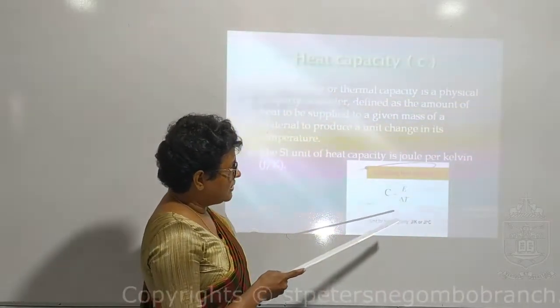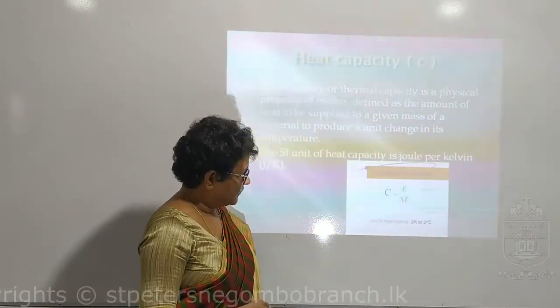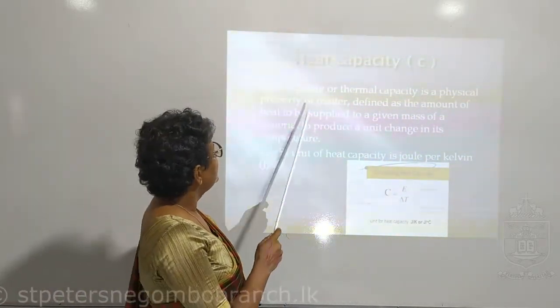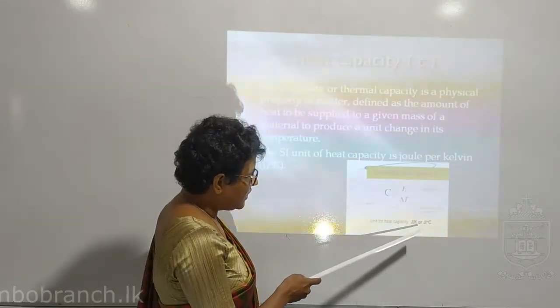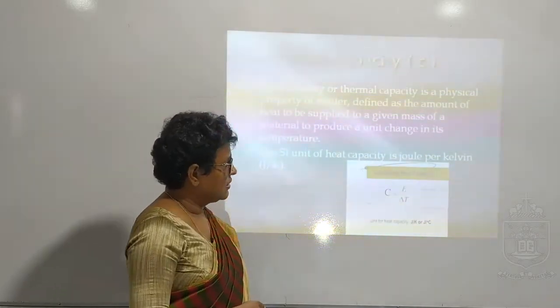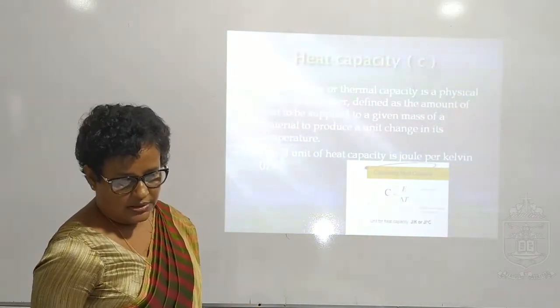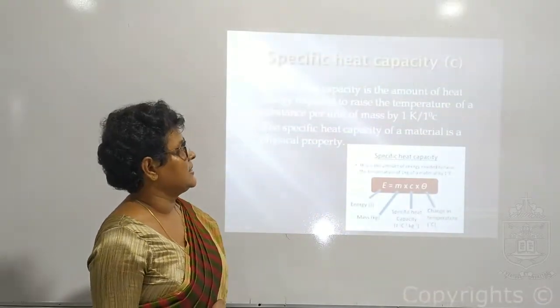Now, you can give an equation like this: E equals C delta T, where C is the heat capacity or thermal capacity. Units: joule per Celsius or joules per Kelvin, that is, per unit temperature difference. Now, specific heat capacity.